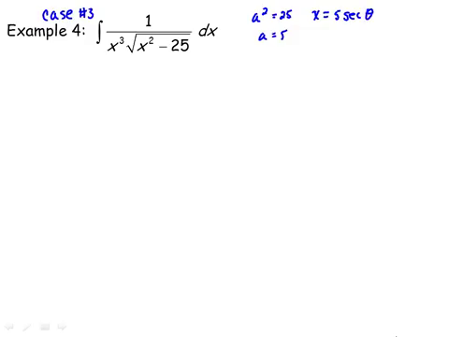Now, what all are we going to need in order to substitute in? We need an x squared. Yes, x squared is going to be what? And we also need an x cubed. What is x cubed? 125 secant cubed theta. Well, let's go ahead and get dx. Okay, we know x is 5 secant theta, so what is dx?